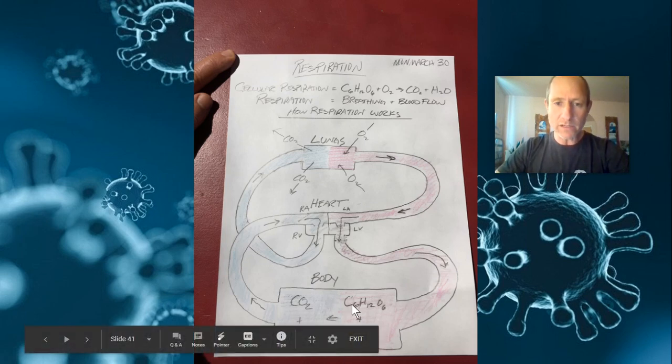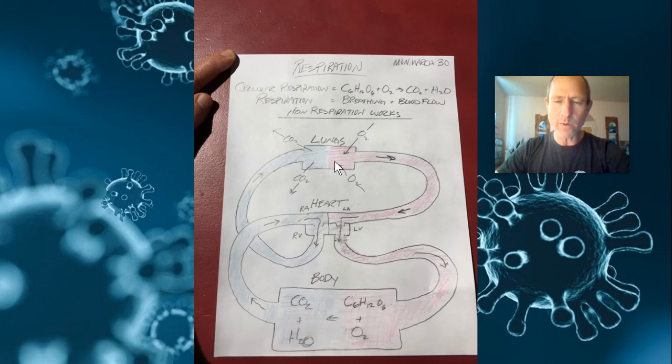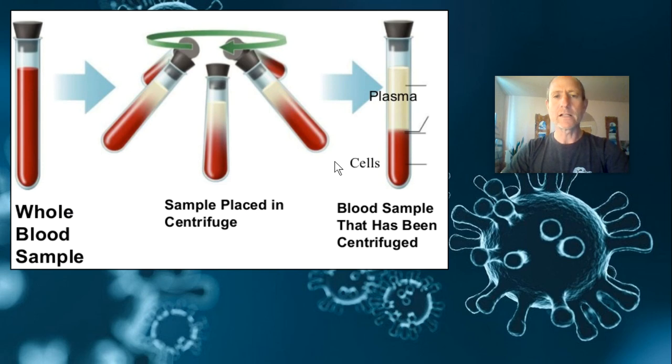So this time we're going to look at what's happening inside of the body, and then we're going to look at what's happening inside of the lungs with respiration. So here's some blood. If you took some blood and you put it into a test tube, and you put that test tube in a centrifuge and spun it down really fast, all the heavier stuff would go down to the bottom of the tube, and the lighter stuff would rise up to the top of the tube. And here's what we would end up with.